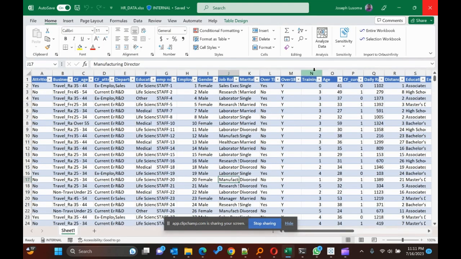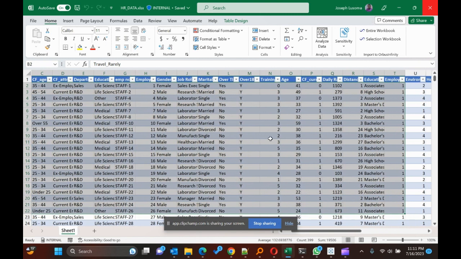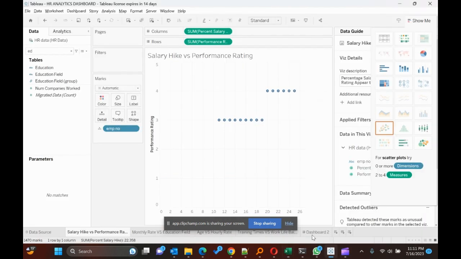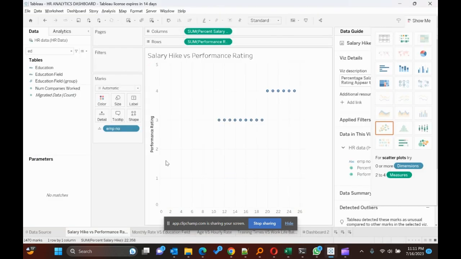Hello, this presentation is about the HR data, and we are looking at formulating data visualization from the data set for human resource data. So with this, we used Tableau, and in Tableau, we managed to get correlations. For instance, looking at this data, we are able to find a correlation between salary hikes and performance rating.